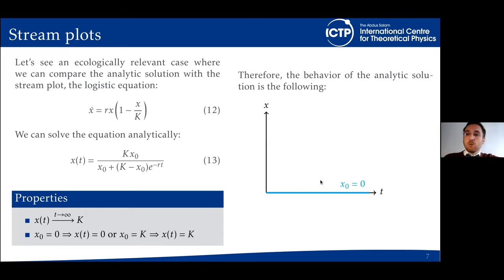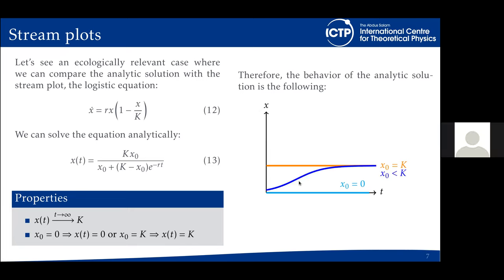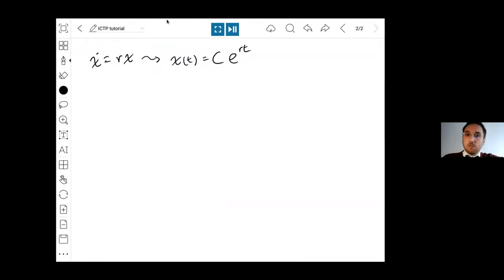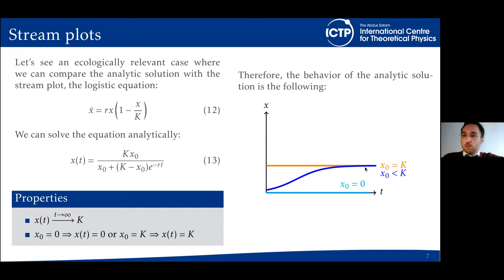Something similar happens when x0 is equal to k, because here we would have k minus k, which is always equal to zero, and again this and this cancel out. But if we take any initial condition between these two values, this function behaves like this. We have a population that grows, and the initial growth is actually exponential, because when x is very small, we could neglect it. So at the very beginning, the growth is well approximated by an exponential.